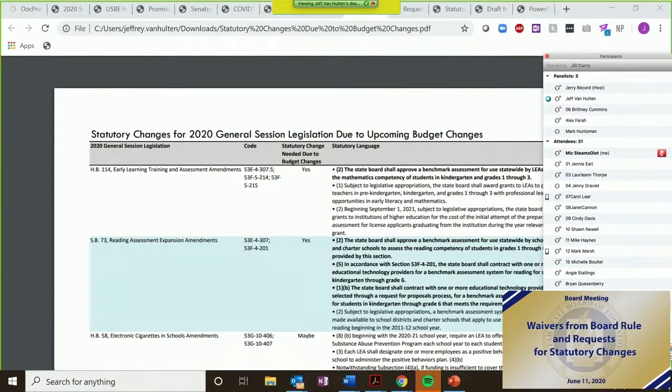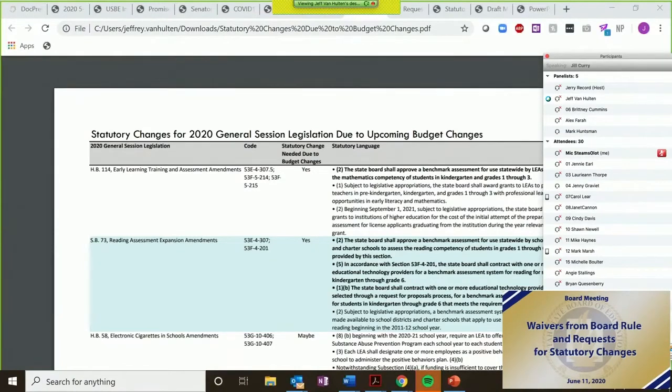HB 114, which is that very first row, states the state board shall approve a benchmark assessment for use statewide by LEAs to assess the mathematics competency of students in kindergarten and grades 1 through 3. The next row below that, Senate Bill 73, states the state board shall approve a benchmark assessment for use statewide to assess reading competency in students in grades 1 through 6. And the state board shall contract with one or more educational technology providers.